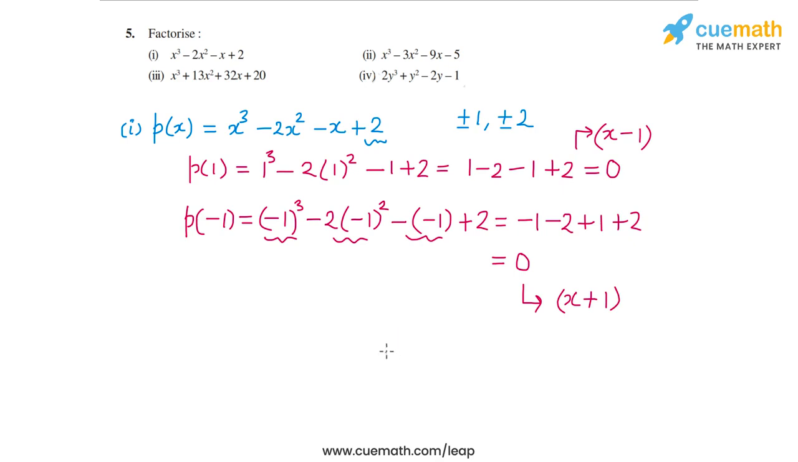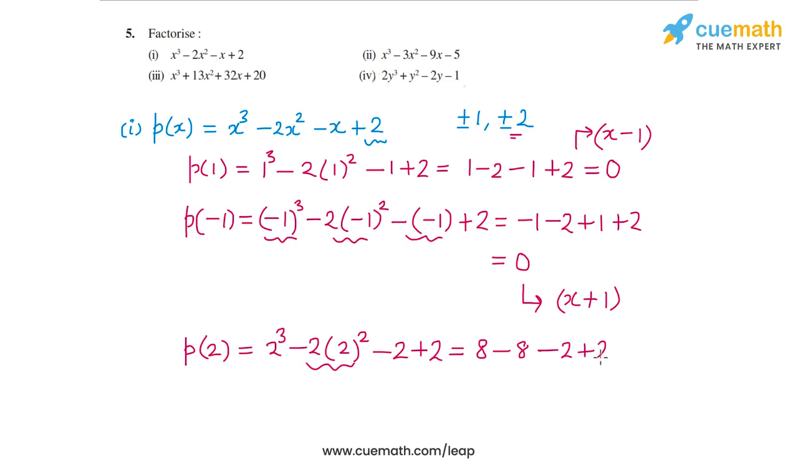Now we have found out 2 factors. Let's also substitute plus 2 and minus 2 and see if we can find out the third factor as well. So let's try p of 2. p of 2 will be equal to 2 cube minus 2 times 2 square minus 2 plus 2. So what is this equal to? This is equal to 8 minus 2 times 2 square, which is 8 again, minus 2 plus 2. So this is again equal to 0. So because p of 2 is also 0, this means that even x minus 2 is a factor of p(x).